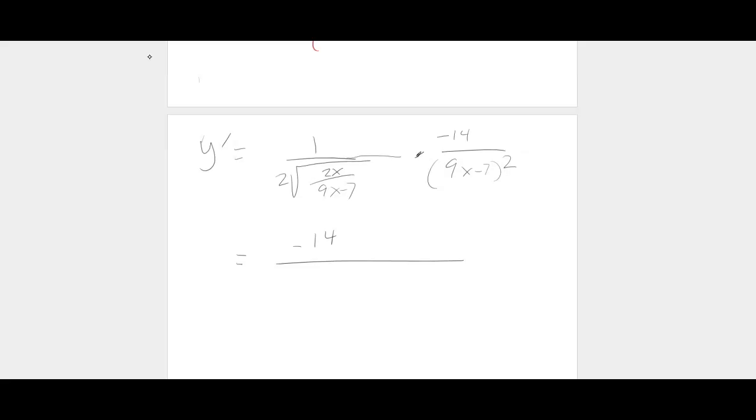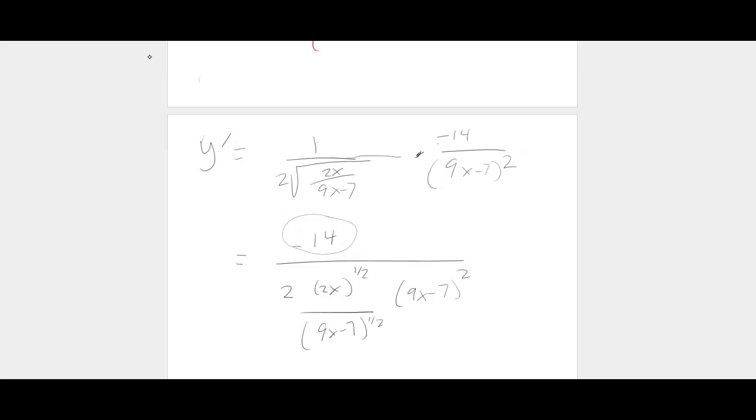So square root is like putting it inside a 1/2 exponent. So I'm going to do that. So I get negative 14 over 2 times 2x to the 1/2 over 9x minus 7 to the 1/2. That's how the rules of exponents and radicals work. And then when I multiply a fraction, I get 1 times negative 14. That's where the negative 14 on top came from. And then it's bottom times bottom.